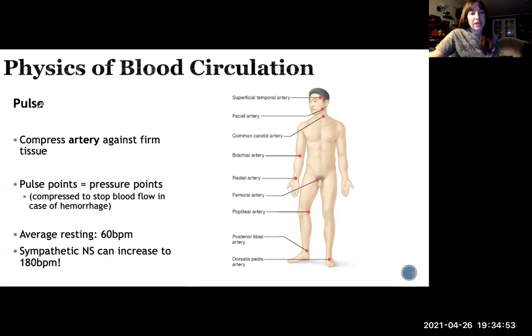These pulse points can be used if you are pressing the artery closed or nearly closed over a firm tissue, right? So that's why these are so useful, because there's something a little bit firm behind it, so that you can squish the artery up against that firm tissue, and that's how you can feel the pulse, that blood pressure trying to get through. Pulse points are also known as pressure points because in the case of a severe hemorrhage, these are places where you can stop the blood flow.